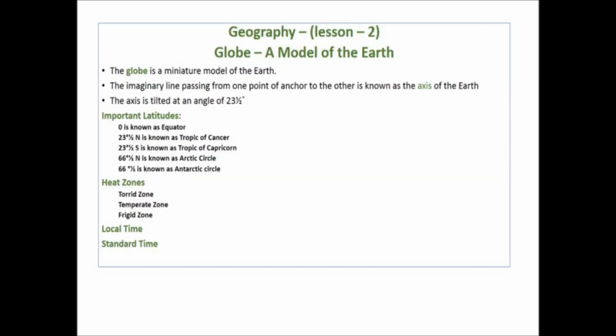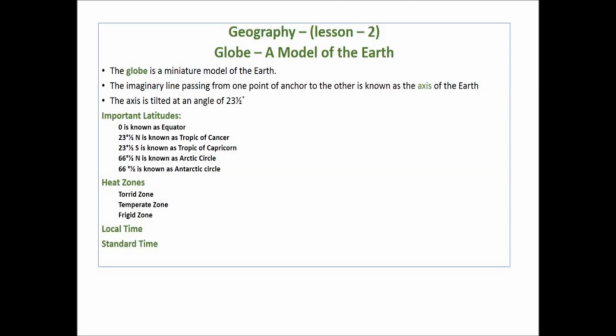And now coming to the lessons which we have studied already. Lesson 2 in geography, Globe, a Model of the Earth. What is meant by globe? The globe is a miniature model of the earth. And we studied what an axis is. The axis is an imaginary line passing from one point of the earth to the other. The axis is tilted at an angle of 23.5 degrees.